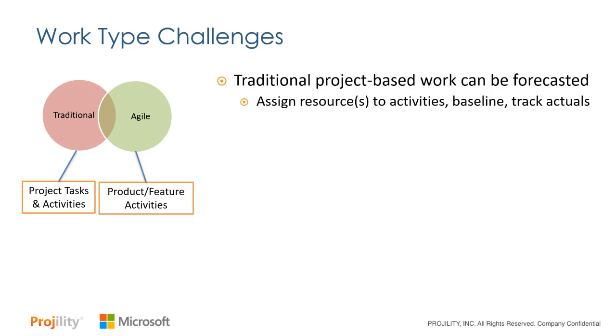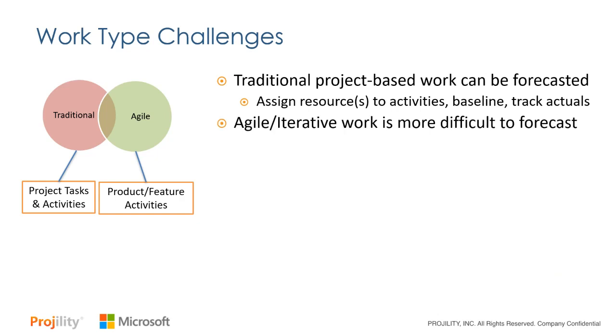We find that traditional project-based work can be forecasted. You can sit down with a resource and say, okay, how much time is it going to take? What's the effort? How much of your time do we have to do this? And we can plan that, we can baseline that, and we can track the actuals. When we slide over to the right and we start looking at agile or more iterative work, it's harder to forecast, because the nature of agile is we're not forecasting. We're actually doing it in a series of sprints, and we're actually working towards and picking up different activities.